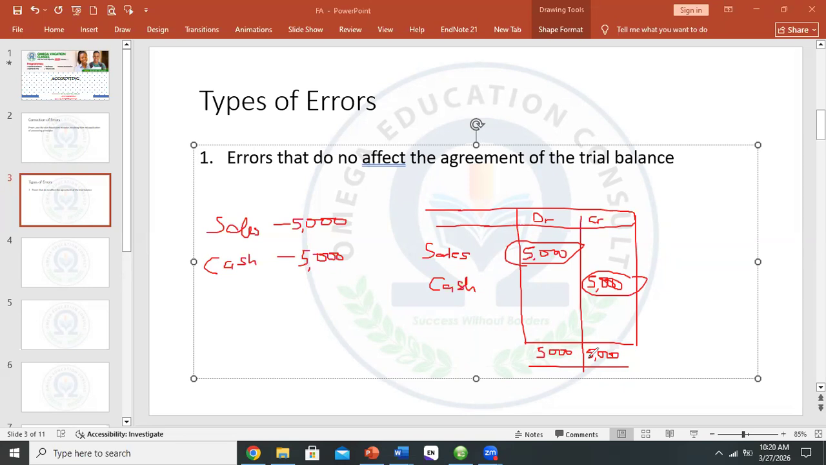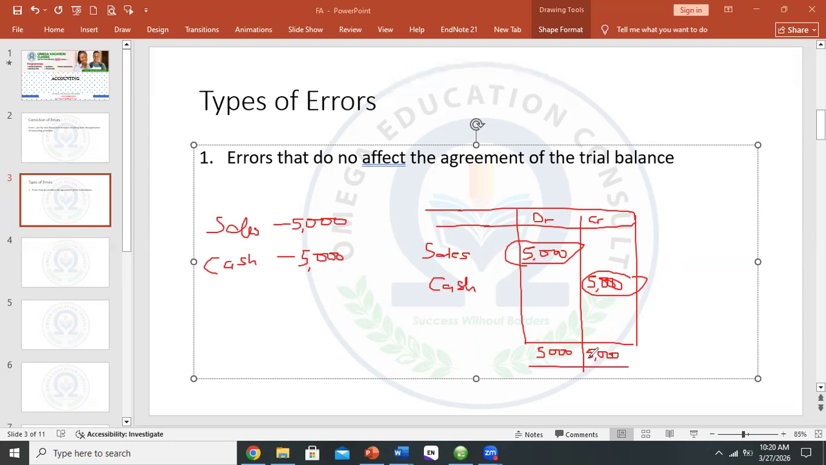There's no difference. So this is a particular type of error that does not affect the agreement of the trial balance. So sometimes when you interchange two figures, a figure that is supposed to be at the debit side, you put it at the credit, and the same amount you are supposed to put at the credit, you put it at the debit, then your trial balance will still agree. You won't see any mistake or any difference, I should say. But then there is a mistake.